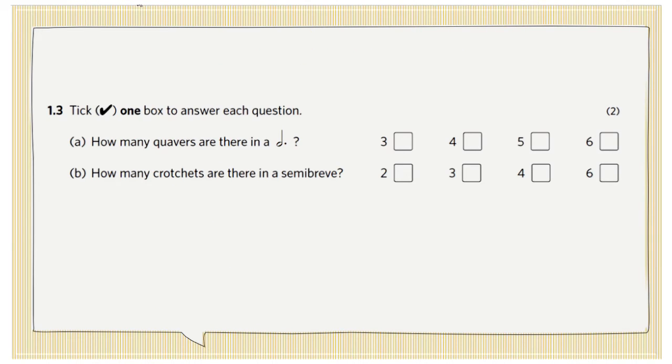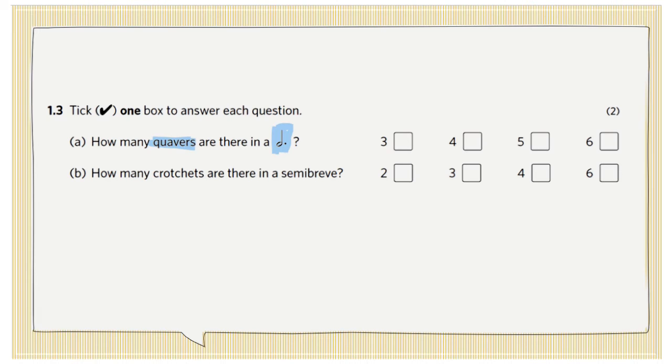Question 1.3. This is easy. Pick one box to answer each question. So if I were you, of course, the very important thing is to pick up the keywords, like how many. The first question, 1.3a, how many quavers are there in this note? So I will just highlight quavers and I'll highlight this note, then you need to go and think, how many counts is a quaver?